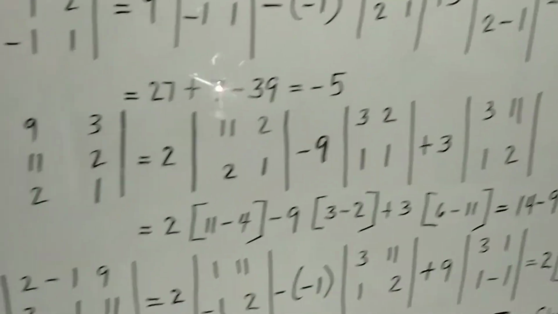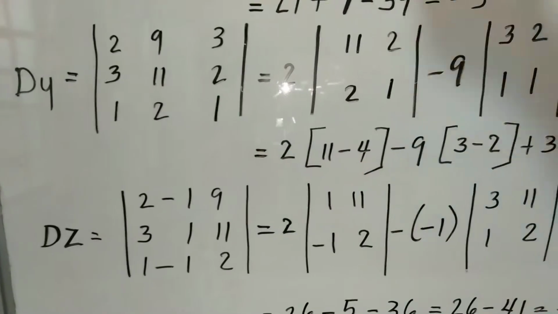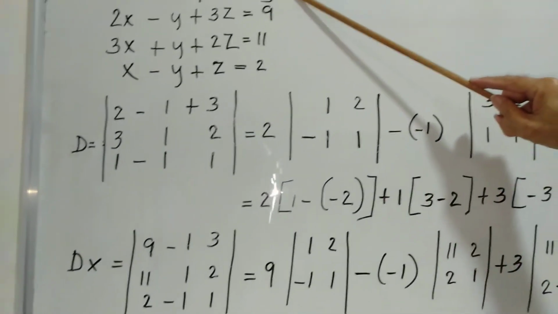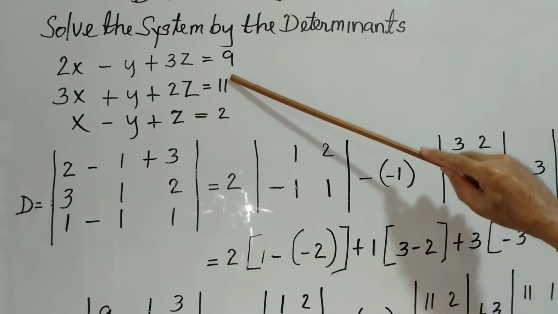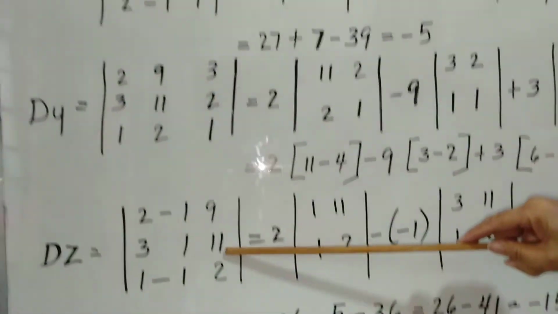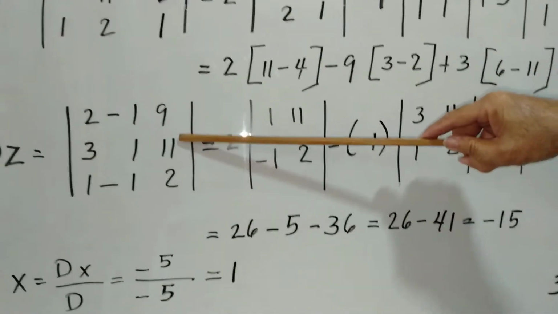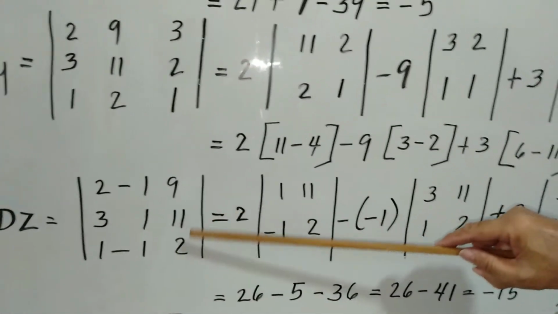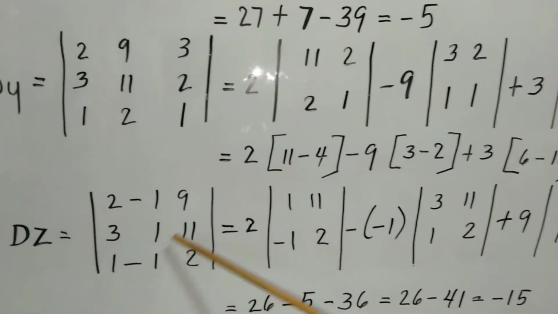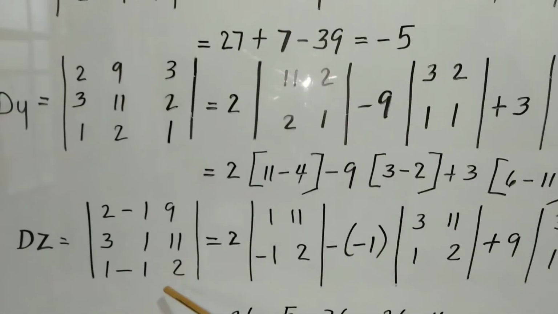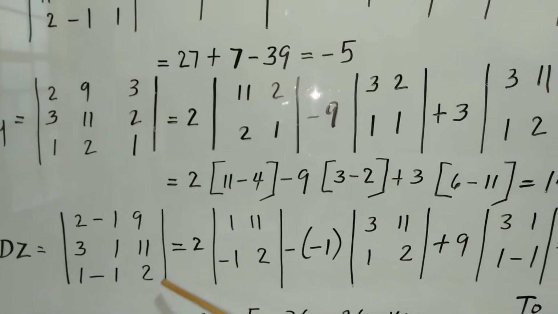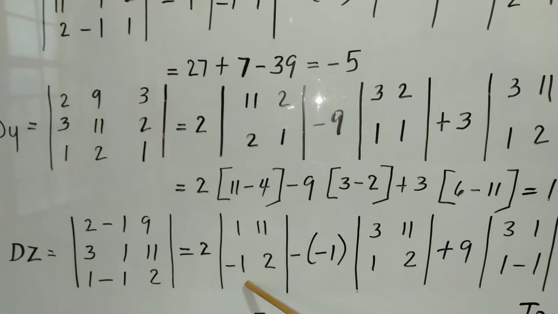For our dz, for our third variable, again we substitute, we exchange the place for the constant. So instead of writing 3, 2, 1, we write 9, 11, and 2. So replace the coefficients of z by the constants 9, 11, 2. So we have here the 3 by 3 again, 2 minus 1 and 9, 3, 1 and 11, 1 minus 1 and 2. We expand again, we get 2 times 1 and 11 and minus 1 and 2.